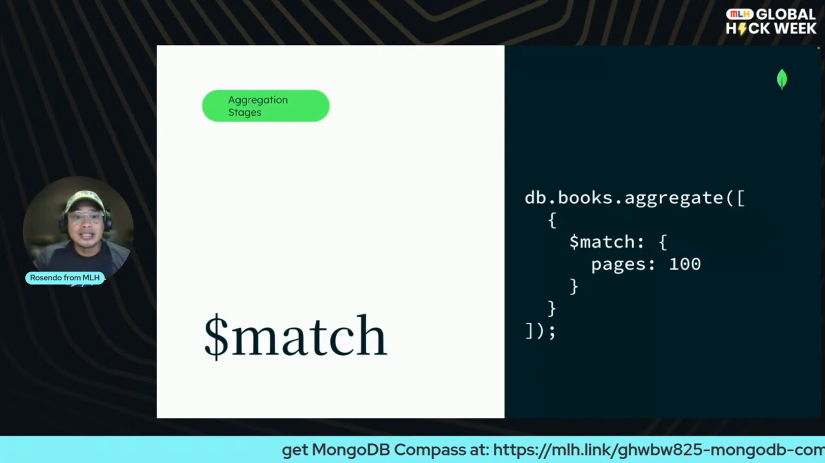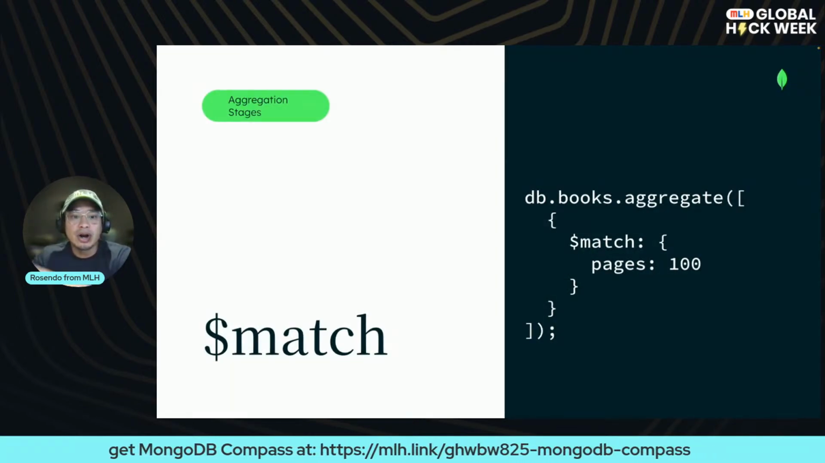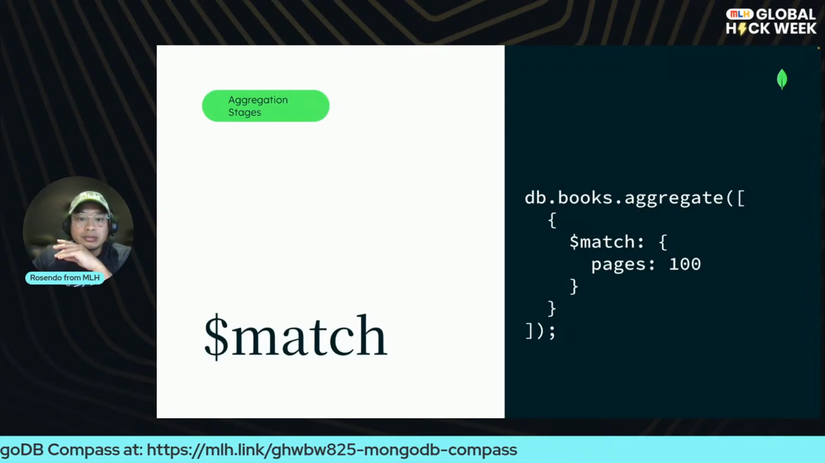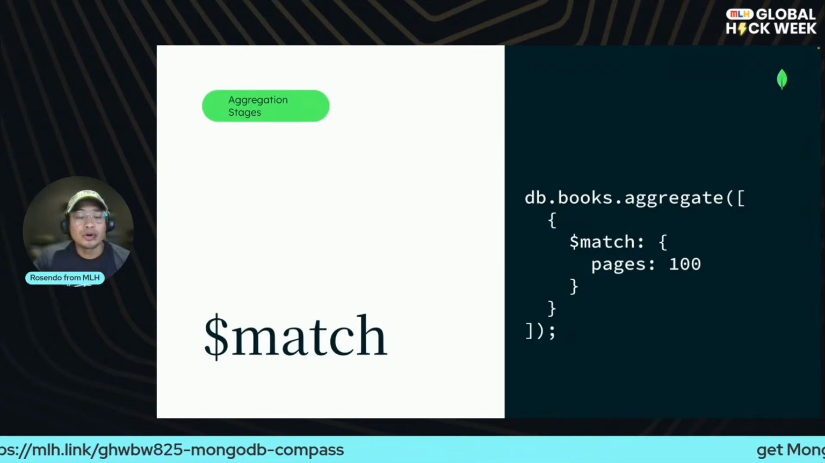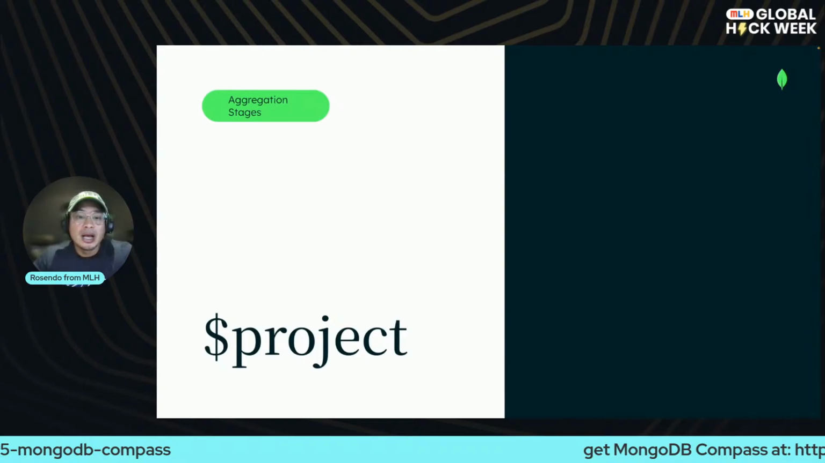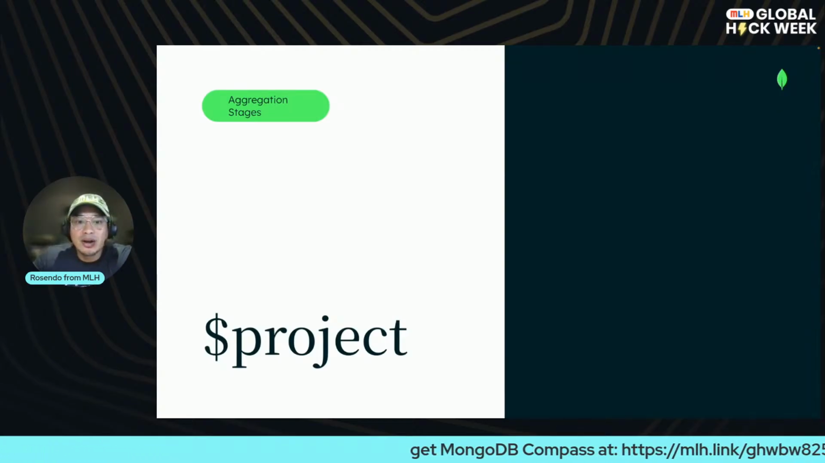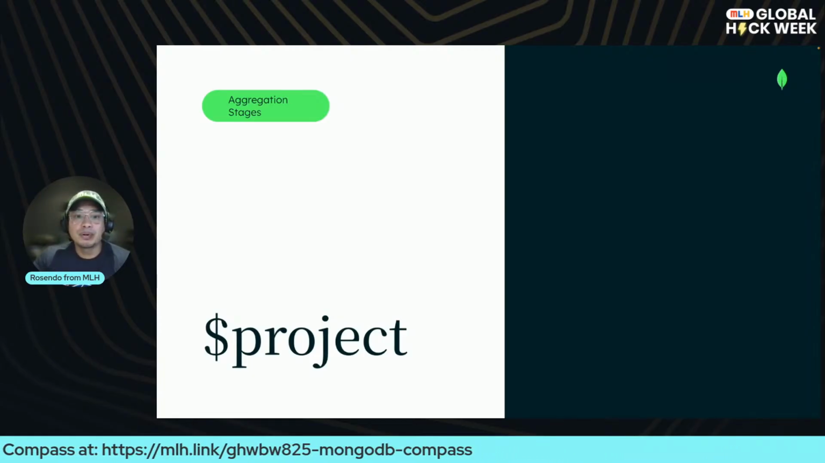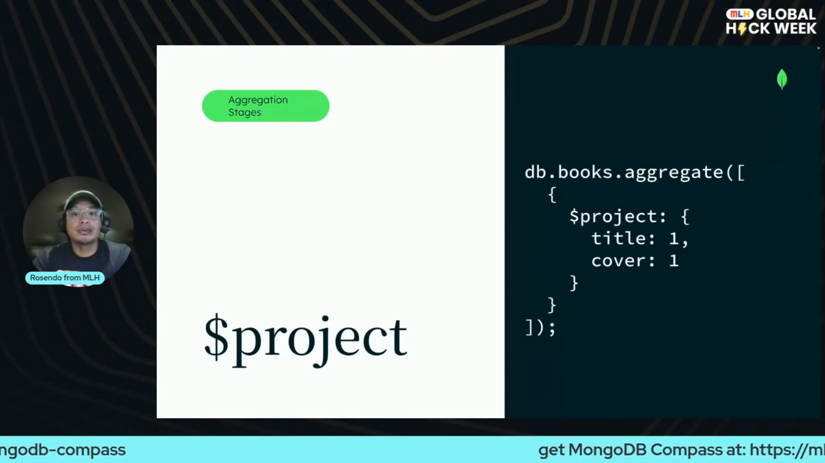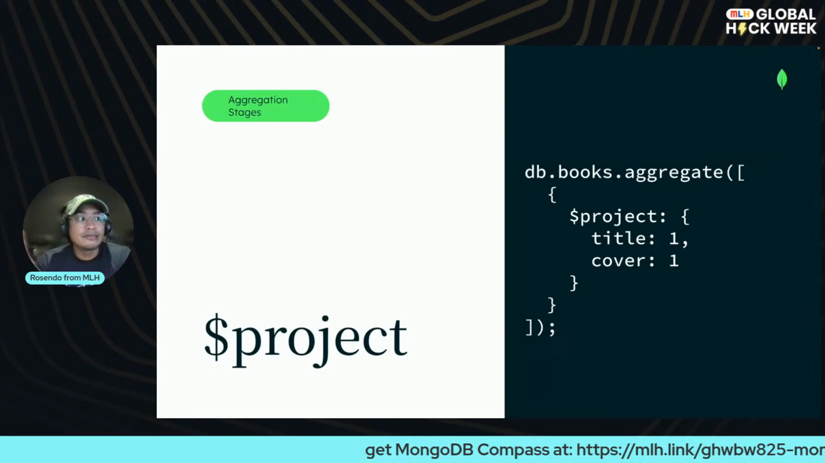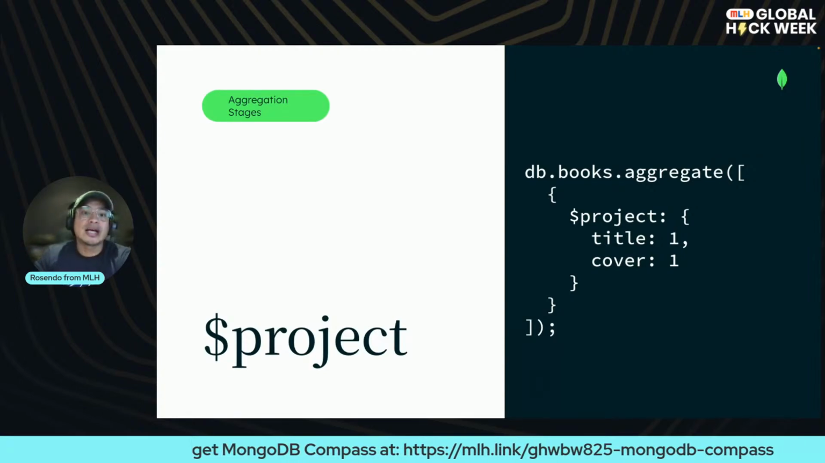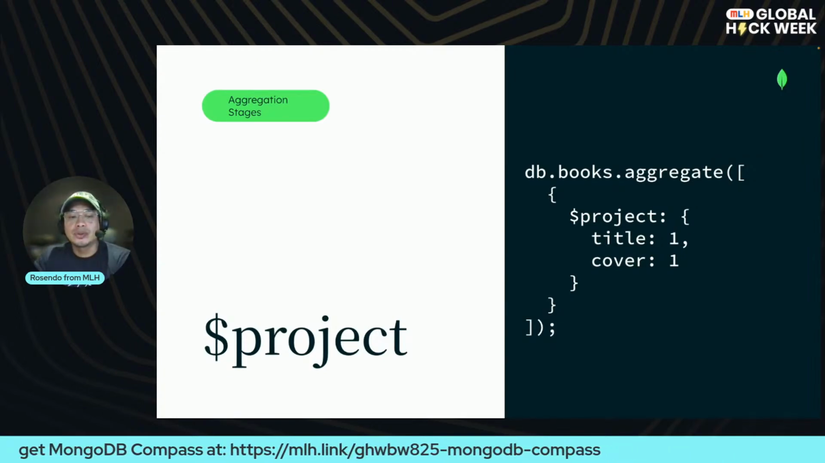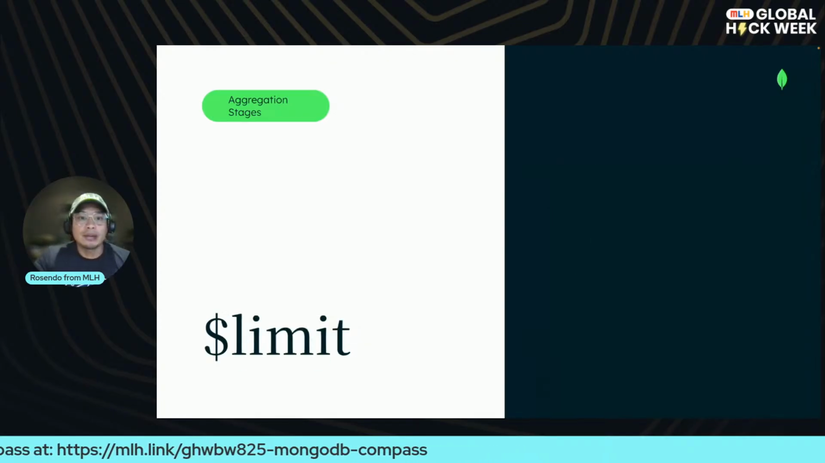You might be thinking you don't really need an aggregation pipeline if you're just matching on the number of pages, but like I said, if you like to do things programmatically, this just makes things a lot simpler. The $project stage passes along the documents with the specified fields to the next stage in the pipeline. The specified fields can be existing fields from the input documents or newly computed fields. In this example, documents in the books collection have a ton of fields. After this project, they will only have the title and the cover field. So basically it's filtering down to a more condensed version of your object.